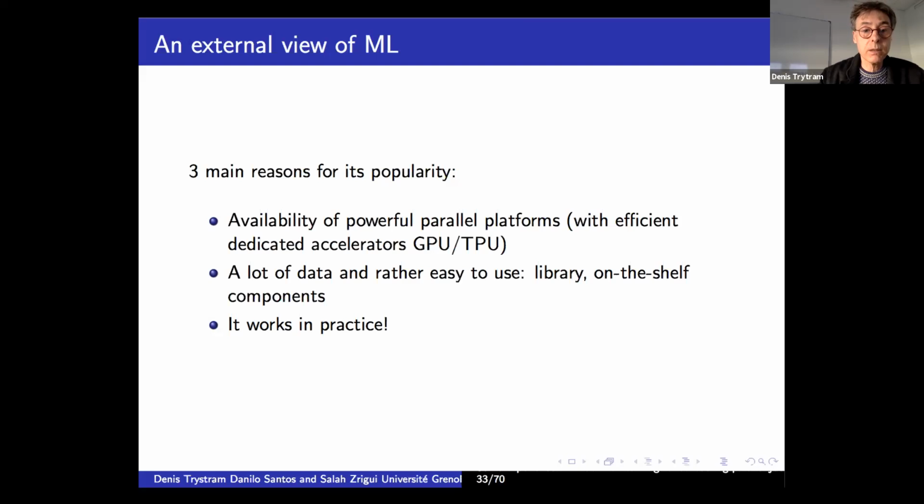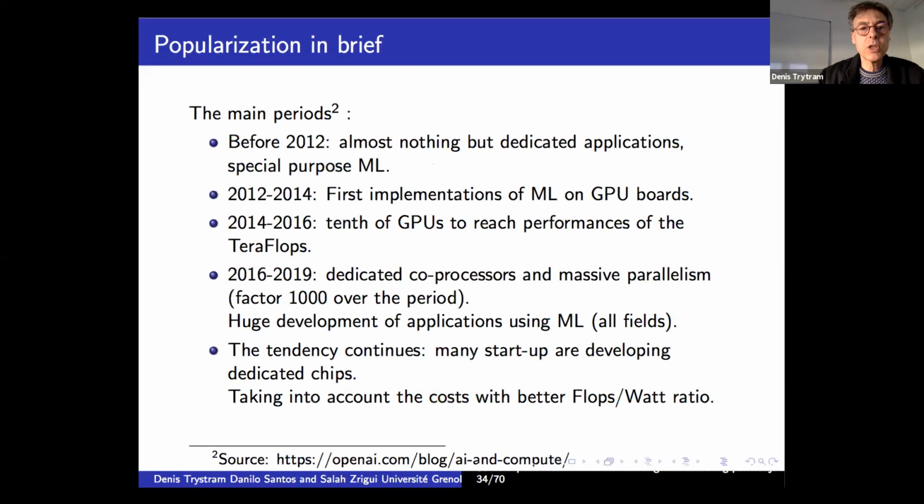And third, it works in practice. This is why people are using it a lot. Okay, just one slide for us about the idea of the roadmap of machine learning.